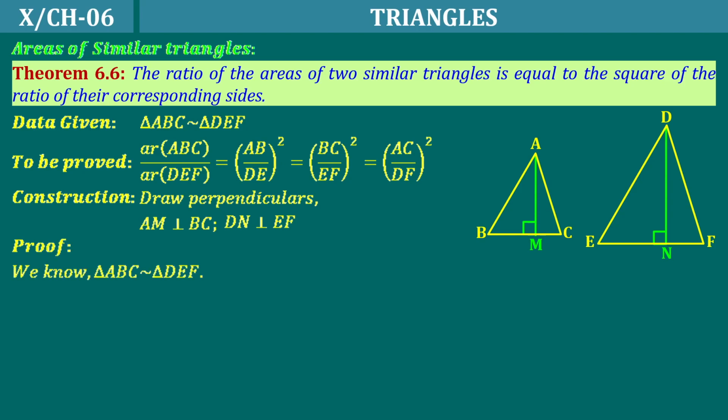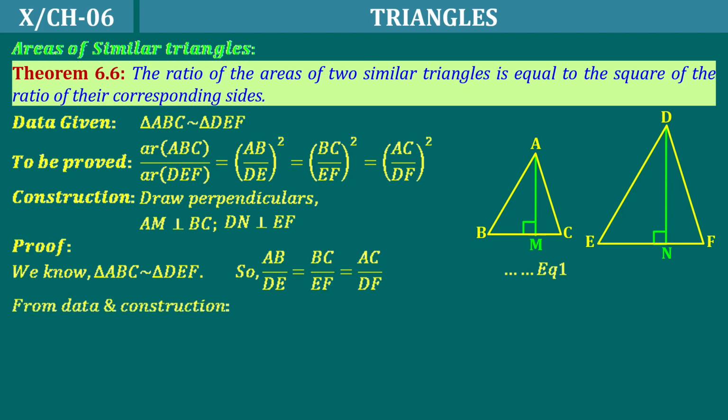As it is given to us, we can infer that AB by DE equals BC by EF equals AC by DF. That is the ratio of their corresponding sides. Let us take it as equation 1. And from the data given and the construction, what are the data given? For sure, proportional sides, it is given. Second, corresponding angles are equal. So when I see two smaller triangles, that is ABM and DEN, using AA criteria, I can say these two triangles are similar.